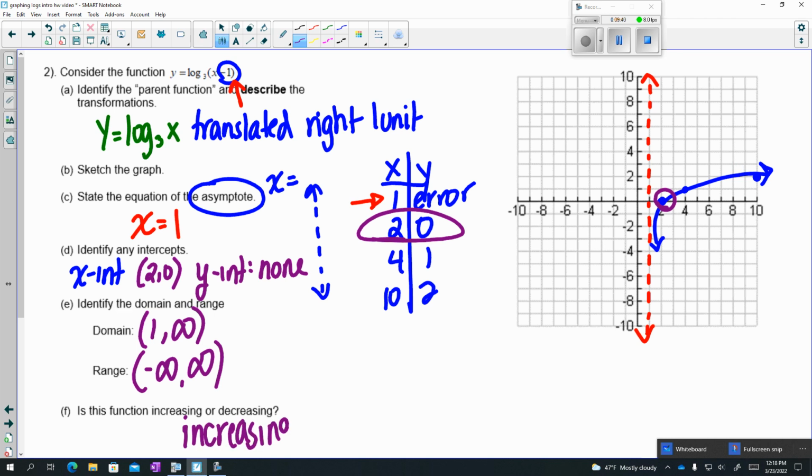So this is a very quick, brief example to introduce you to log graphs, but we will see all different kinds as well as we do more practice in class.